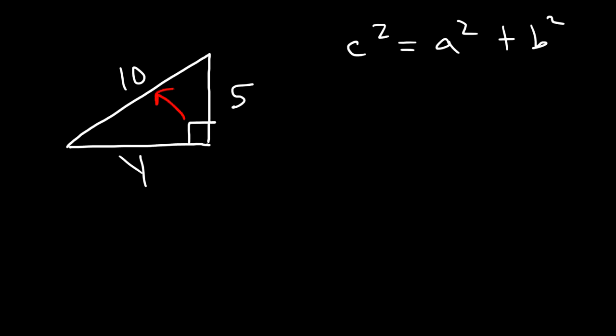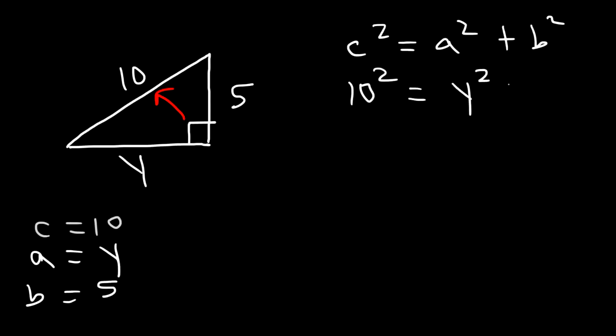So let's say the hypotenuse is 10, this is 5, and our goal is to calculate y. Go ahead and do this. So let's use the same formula. C squared is equal to A squared plus B squared. So C is the hypotenuse. So in this problem, C is 10. A, we could say it's y, and then B is 5. So it's going to be 10 squared is equal to y squared plus 5 squared. 10 times 10 is 100, and 5 squared is 25.